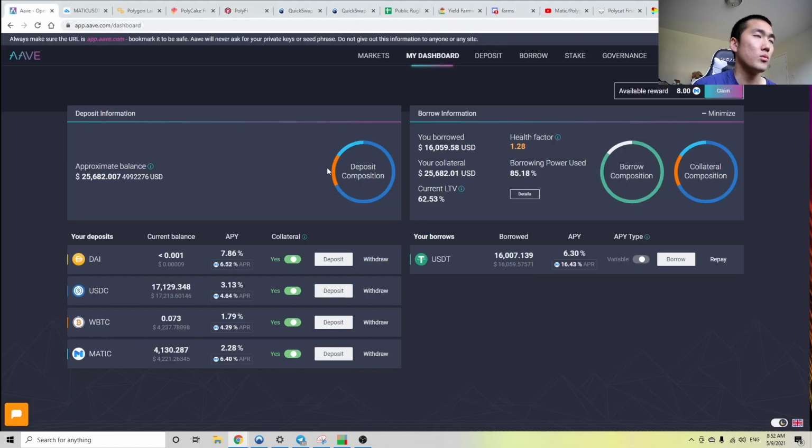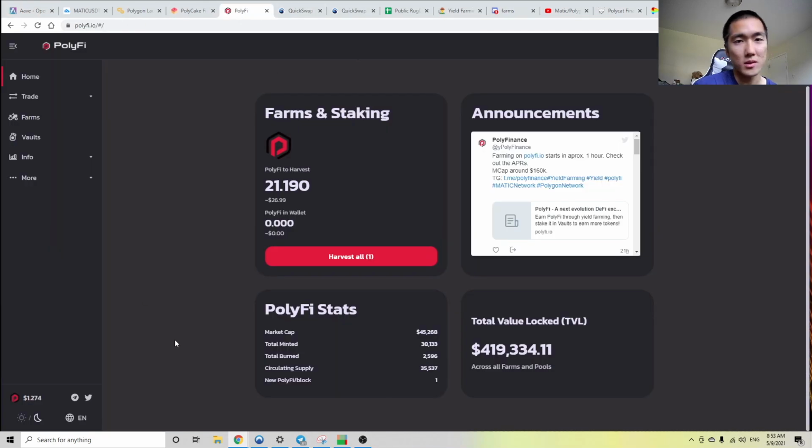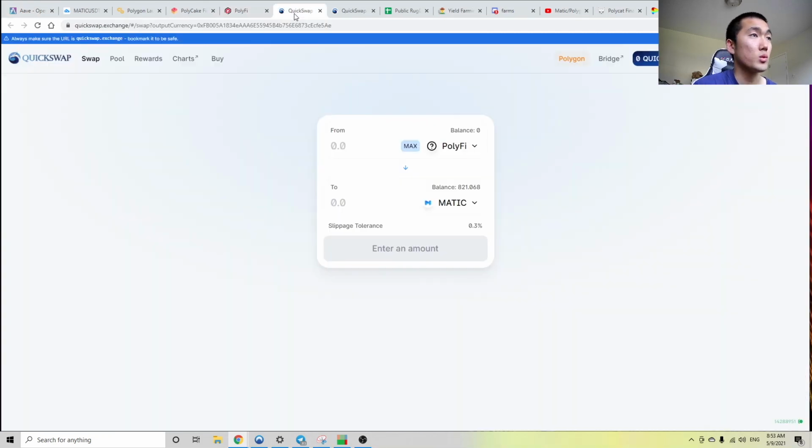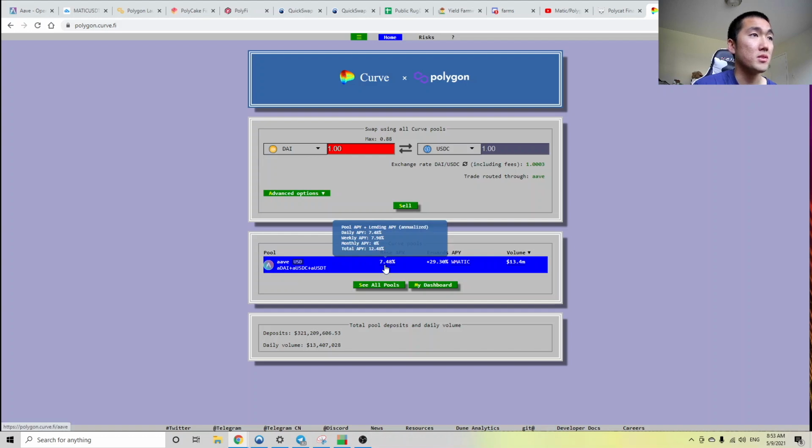Yeah, so with the Matic ecosystem, I'm earning Matic just from borrowing and lending, and I'm buying more Matic through these worthless farm tokens using QuickSwap. And if you want to take less risk, that's fine. If you deposit on Curve, you can earn 7.5% on your dollars and also earn 30% in Matic, right?